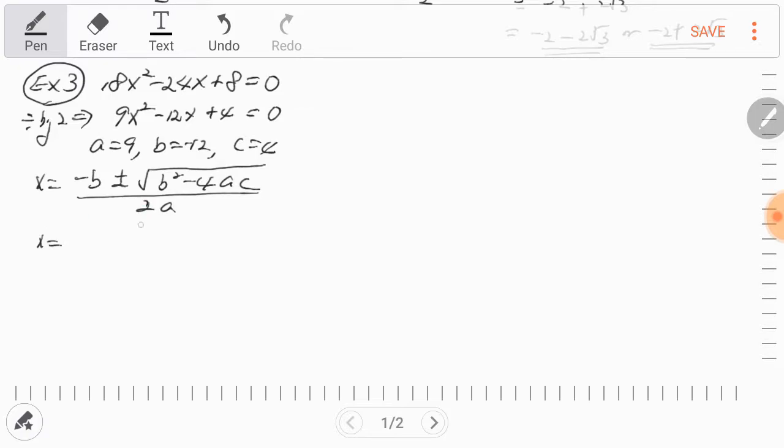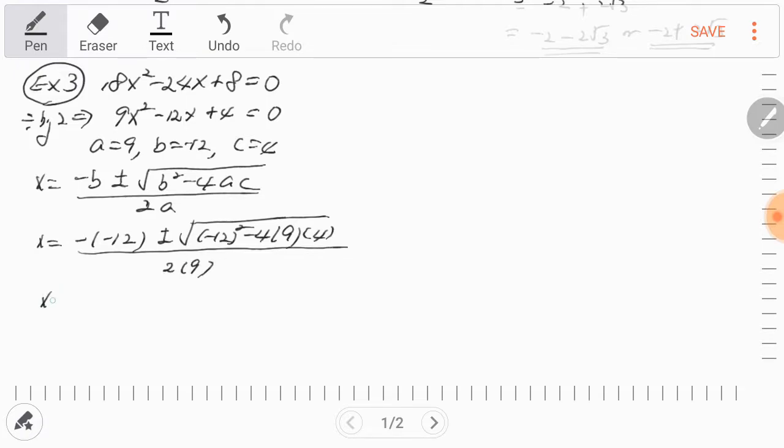Then x equals negative b. b is negative 12, so put parentheses, plus or minus square root of b squared minus 4, a is 9, c equals 4, over 2a, 2 times 9. The number looks big. Okay, so this is 12 plus or minus square root of negative 12 squared, which is positive 144, minus 4 times 9 times 4, which is 36 times 4.